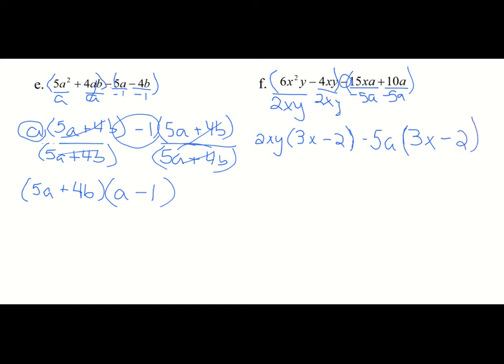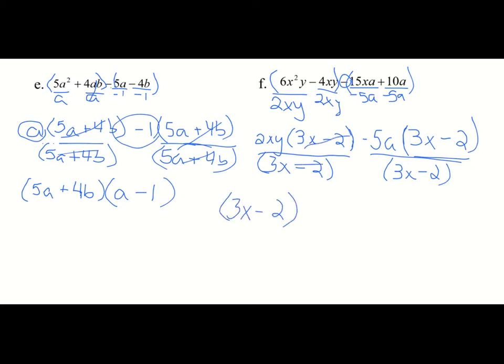I'm going to factor it again. One more time, I got that common factor of 3x minus 2. So put my GCF here, my 3x minus 2, never throw it away. Factor that out, so I'm left with in the other term 2xy minus 5a. And that is it for factoring by grouping.